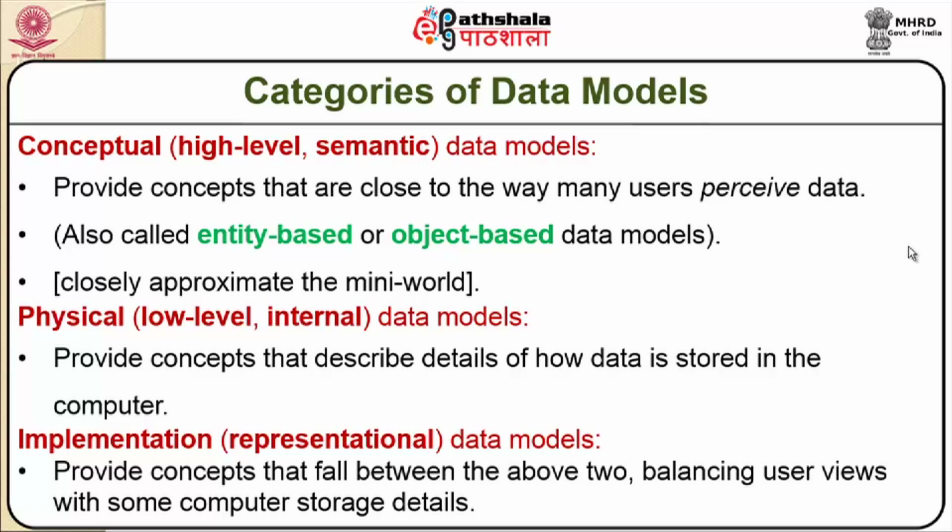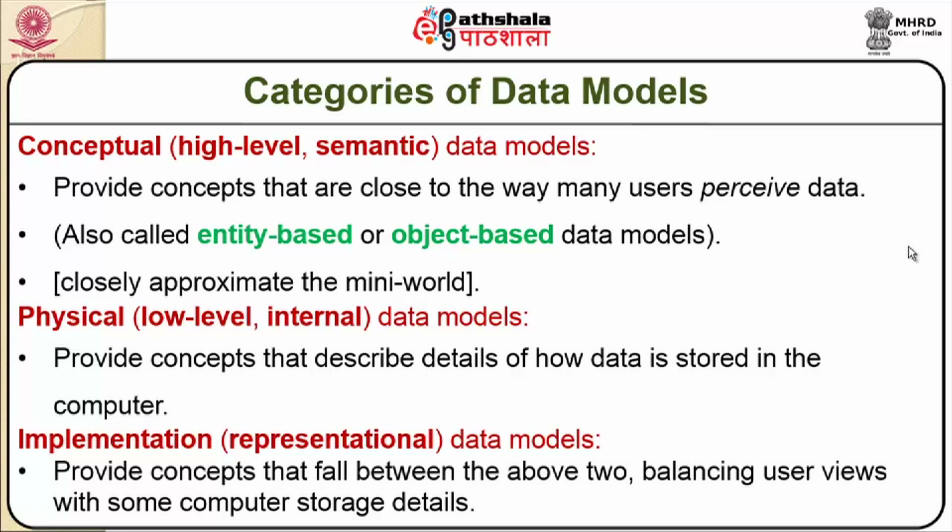The second category of data model is physical data model, where it provides concepts that describe details of how the data is getting stored in the computer. So, any specific concept that is being described in the relations of a relational database model, it describes on how these values are getting stored into the database.